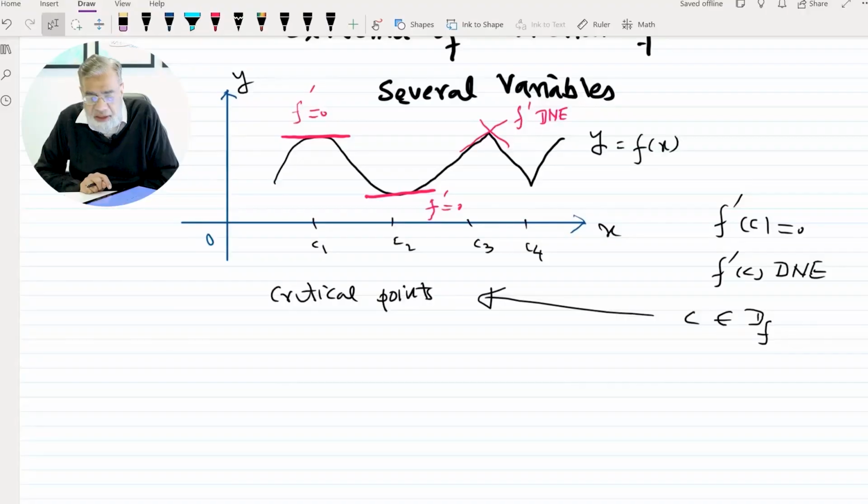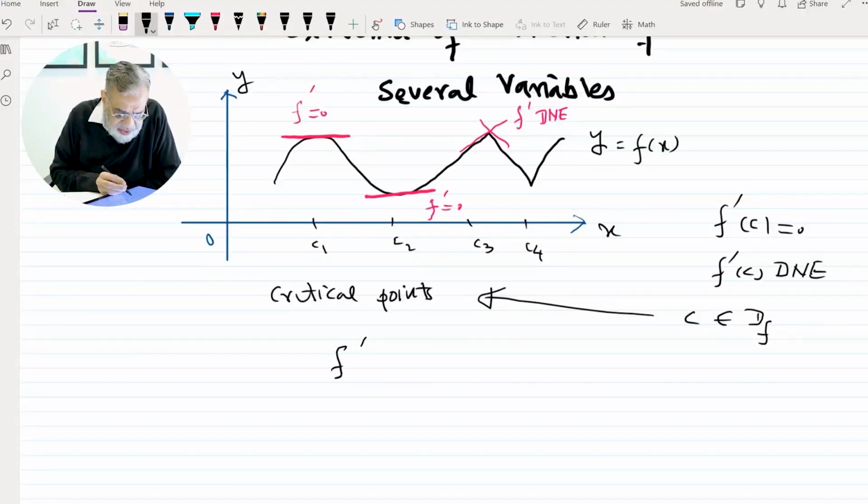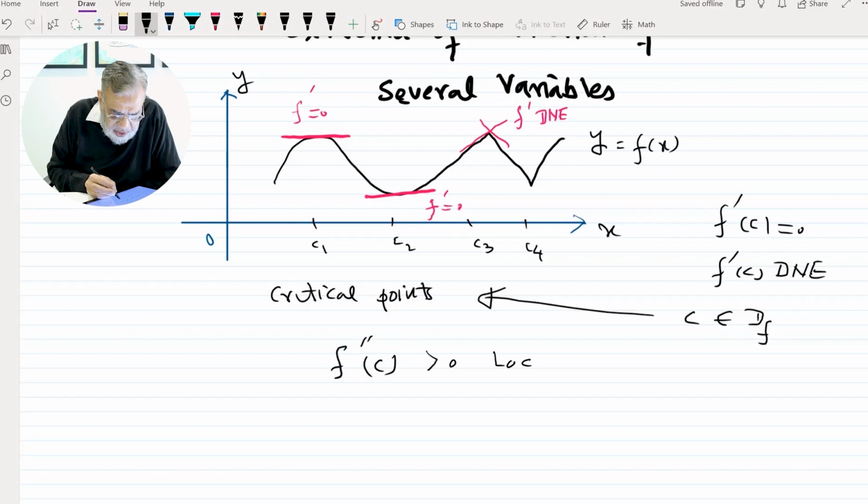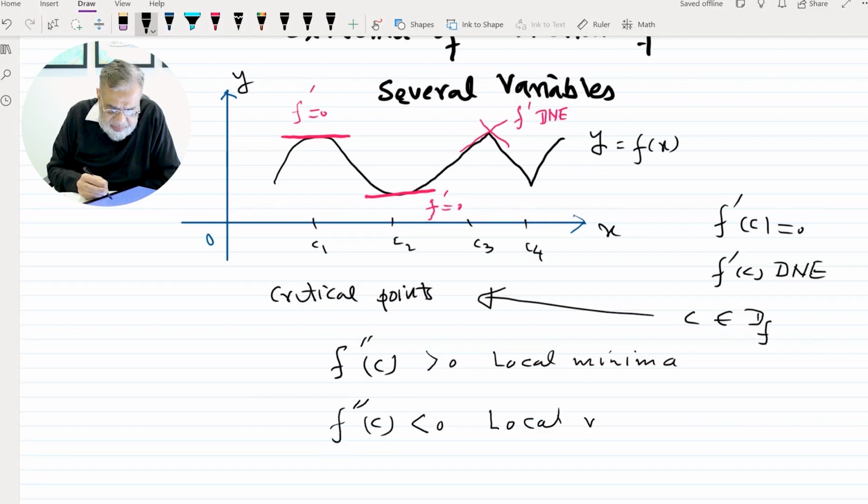Here I'm going to discuss the second derivative test. Find the second derivative of the function, and we find the value of the second derivative at the point c. If this value is bigger than 0, we say there is a local minimum at that point. And if f''(c) is less than 0, we say at that point we have a local maximum. So that's how we can find the local maxima and local minima, and this test we call the second derivative test.